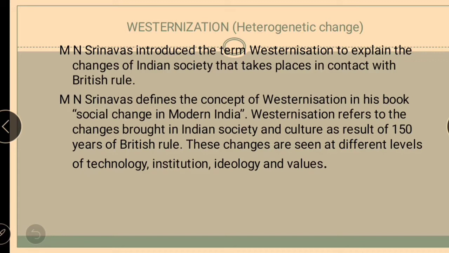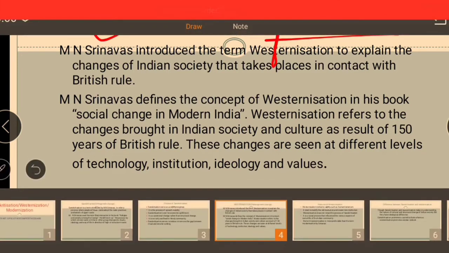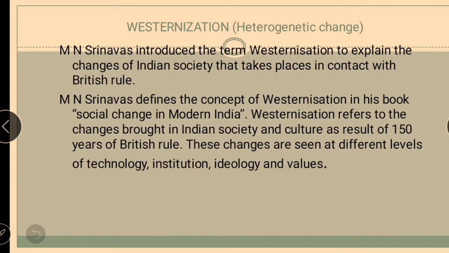Hope it is clear. Now we discuss Westernization. Here I have written heterogenetic change, meaning change in different perspectives, or you can say different groups of people are adopting those changes. As we know, Sanskritization means mobility within the framework of caste, whereas Westernization implies mobility outside the framework of caste, right? So he had introduced this particular term to refer to the changes in Indian society due to British rule.